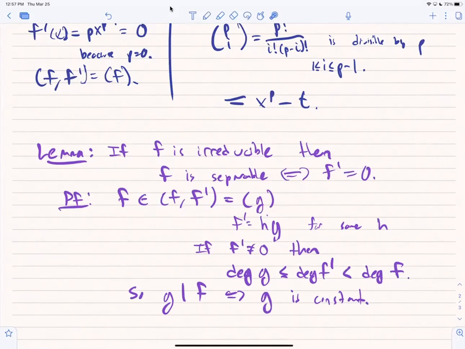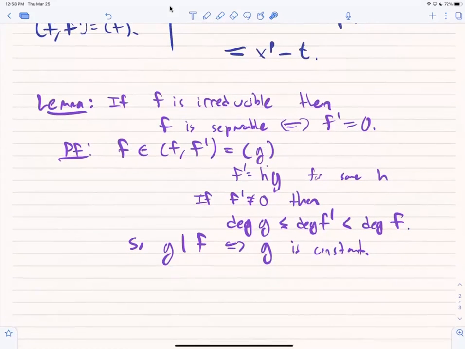So, okay, here's the point. If f prime is not 0, then the element that generates this ideal divides f prime. And f prime, if it's not 0, just by the formula for differentiation, has degree less than f. So the degree of this generator is at most the degree of f prime, and that's strictly less than the degree of f. And so you get some divisor of f of lower degree.